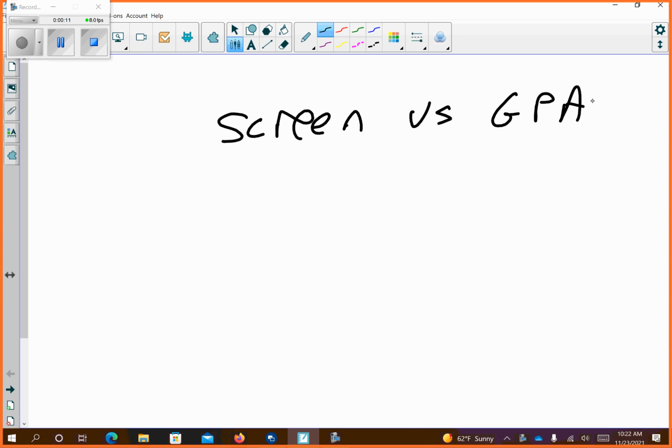Data about screen time versus GPA? Talk to me. Screen time versus GPA. Was it a positive or negative correlation? Negative. Okay. What equation did you find? Anybody? What did you find?